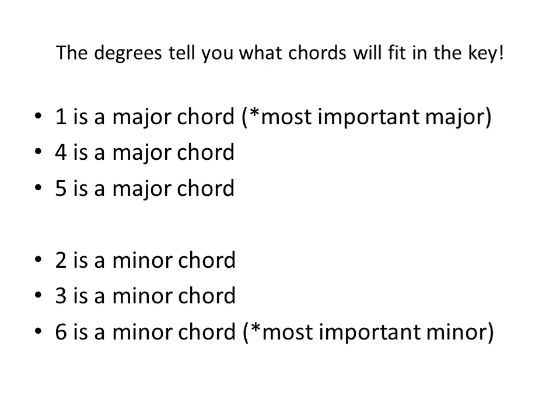I think we went over this before. Those degrees tell you what chords are going to fit in the key. 1, 4, and 5 are major chords. The number 1 is the most important major chord because, hey, that's what the key is named after, right? 2, 3, and 6, those are your minor chords. And 6 is the most important one.